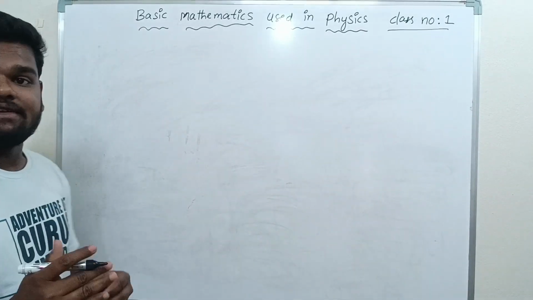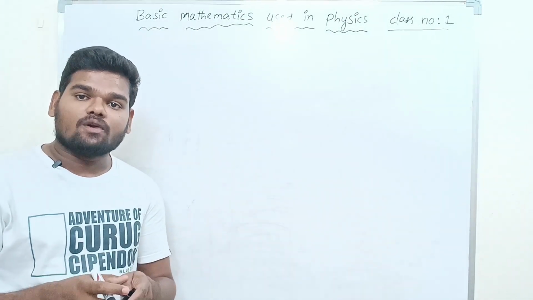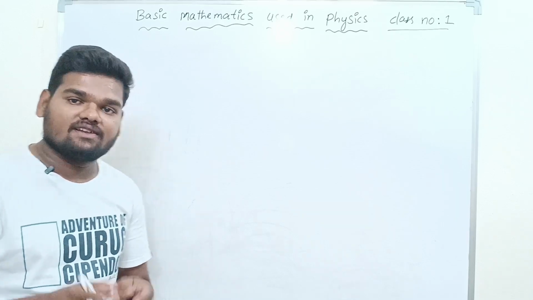Right. So our next topic is 4 quadrants and the ASTC rule.